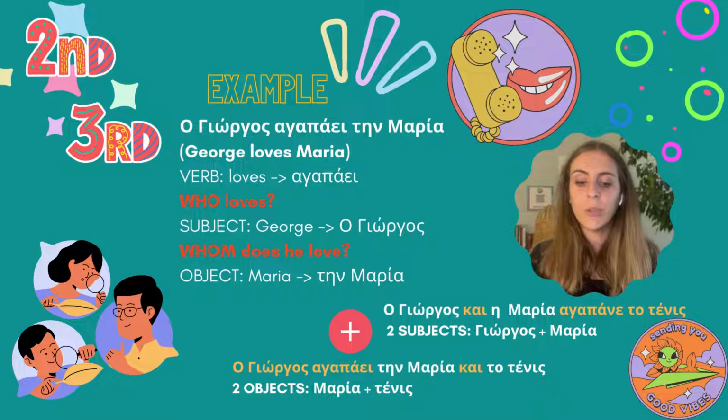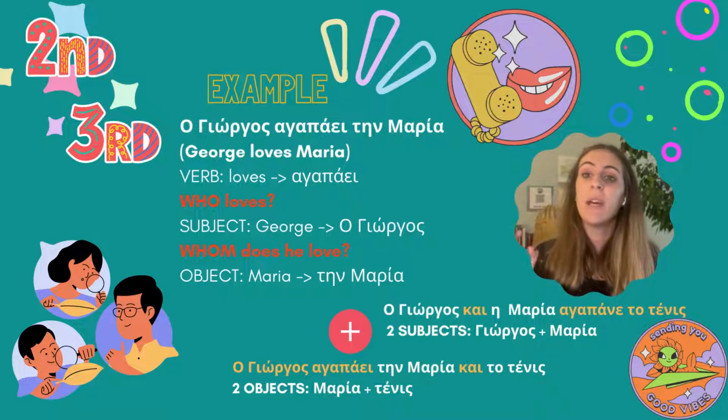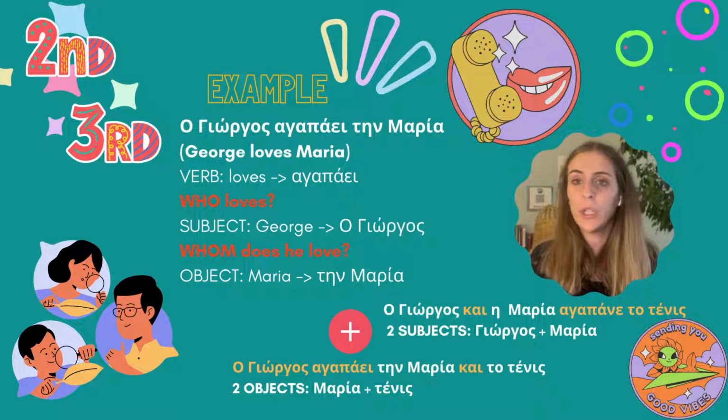Here I would like to tell you that we can also have multiple, more than one object to the verb. So it could be George loves Maria and tennis. Both of them, Maria and tennis, are objects. That's why they're in accusative. Την Maria και το tennis. One answers to whom does George love, and the second what. Both of them are objects.